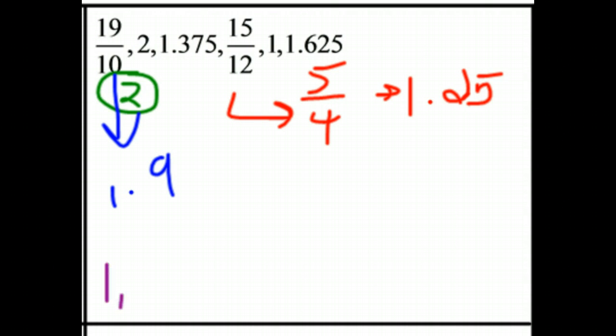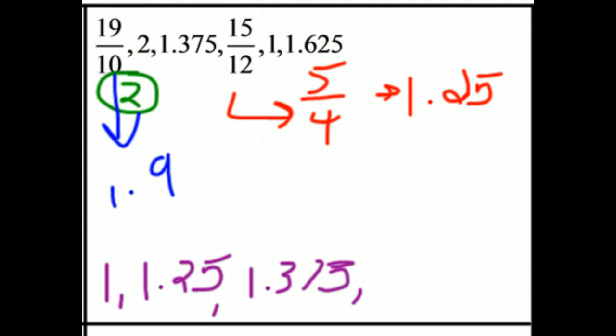1 is the smallest, followed by 1.25, 1.375, which is the same as 1 3/8 if you converted that to fractions, followed then by 1.625, which is 1 5/8 if you converted that into fractions. After 1.625 is 1.9, our 19/10, and finally 2.